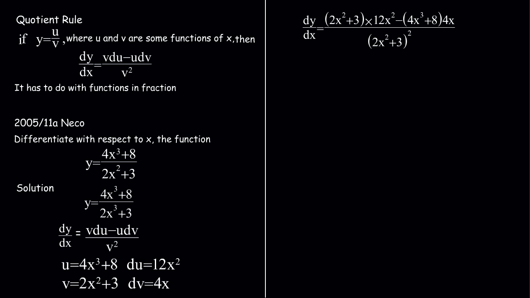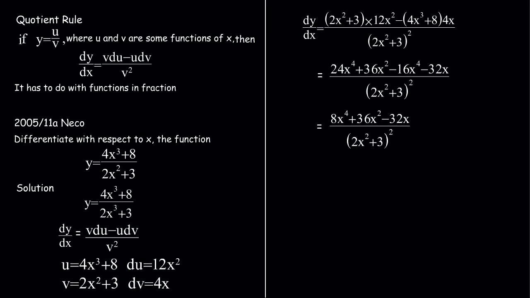Expanding the brackets in our numerator, we are left with 12x squared times 2x squared, which gives us 24x to the power of 4, plus 12x squared times 3, which gives us 36x squared, minus 4x times 4x cubed, which gives us minus 16x to the power of 4, minus 4x times 8, which gives us minus 32x, divided by 2x squared plus 3 in bracket squared. Now simplifying our numerator, 24x to the power of 4 minus 16x to the power of 4 leaves us with 8x to the power of 4 plus 36x squared minus 32x divided by 2x squared plus 3 in bracket squared.